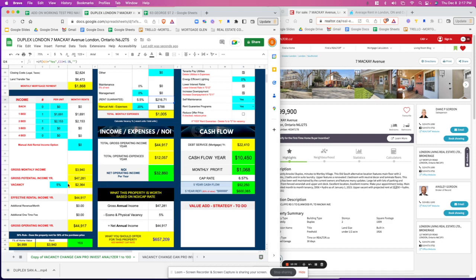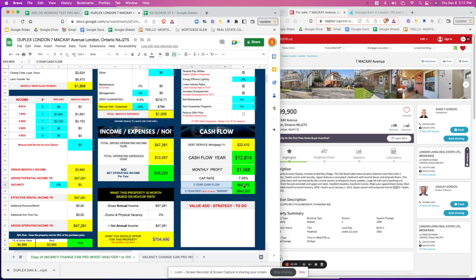But we're going to need to eliminate this vacancy because rent is guaranteed now, right? So we don't have to worry about a vacancy charge. So if you look at cash flow, it's at 10.4. Let's see what happens when we hit enter. There you go. It jumped to 12,000. Okay. So you're roughly at about $1,000 a month in cash flow after debt service.